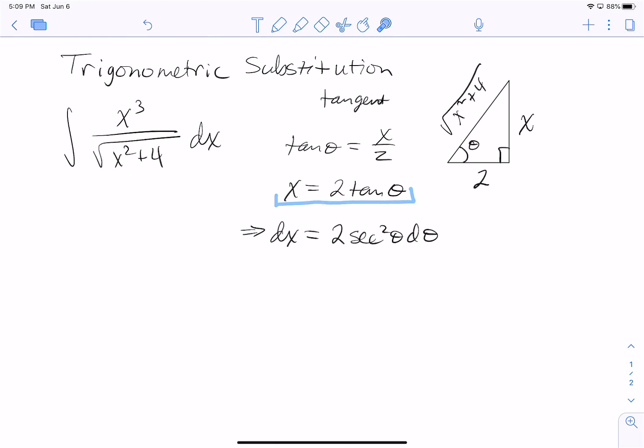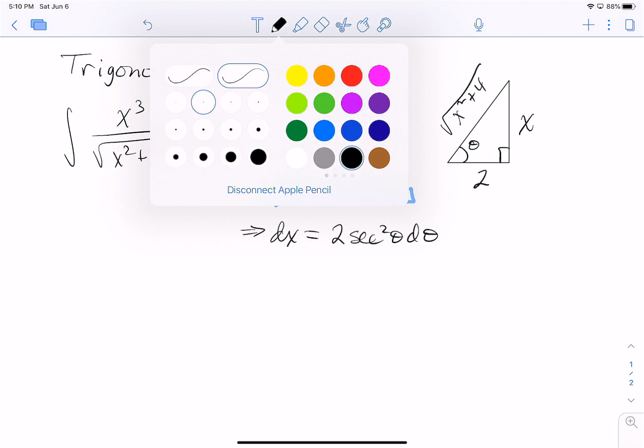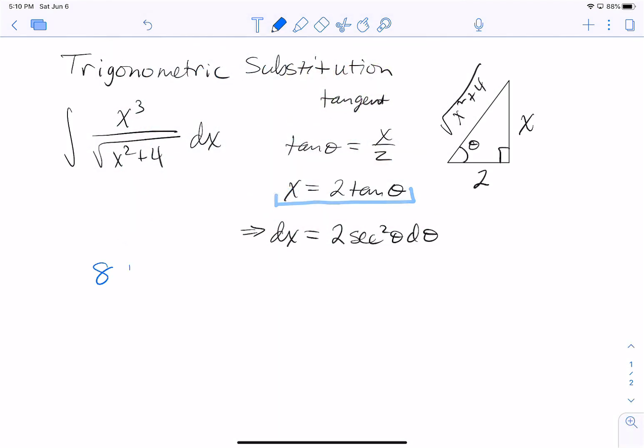This process is a substitution. So I need to be able to substitute x cubed, dx, and the square root of x squared plus 4. Since x is 2 times the tangent of theta, I know that x cubed is going to be 8 times the tangent cubed of theta. Since dx is equal to 2 times the secant squared of theta d theta, I can include that as a replacement for dx in the integral, 2 times the secant squared of theta d theta.